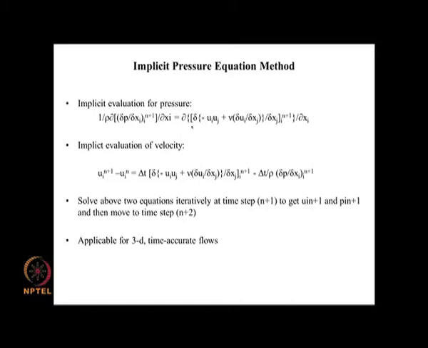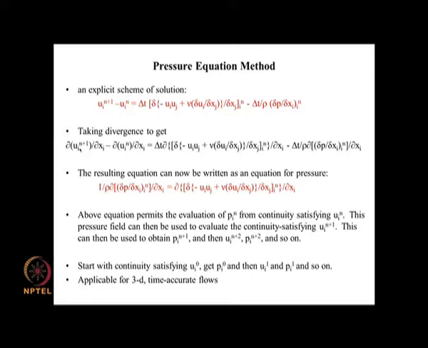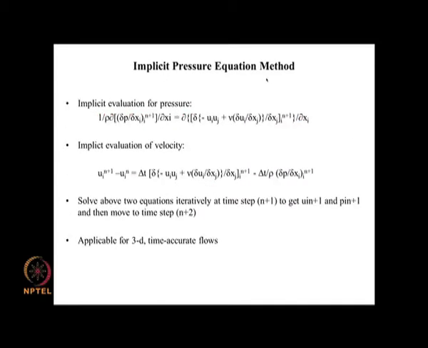We need to iteratively solve these things together to get u n plus 1 and p n plus 1, which satisfy the discretized implicit form of the momentum equation and a discretized pressure equation, subject to the condition that the velocity field at n plus 1 satisfies the continuity equation. So in this way we can solve implicitly for pressure.